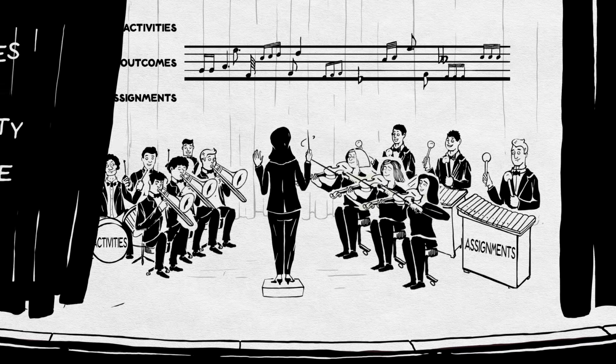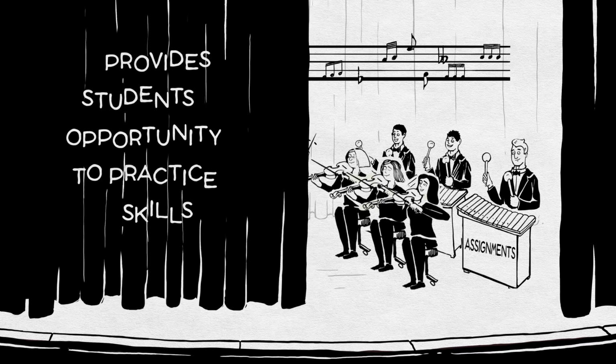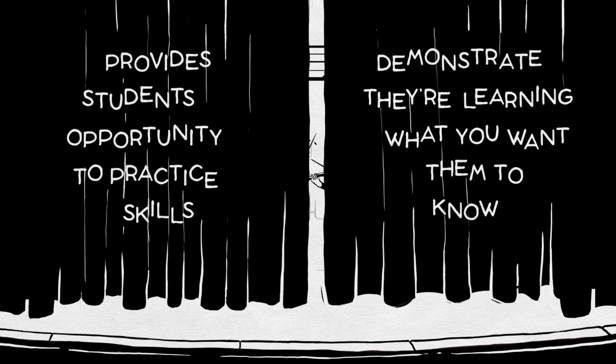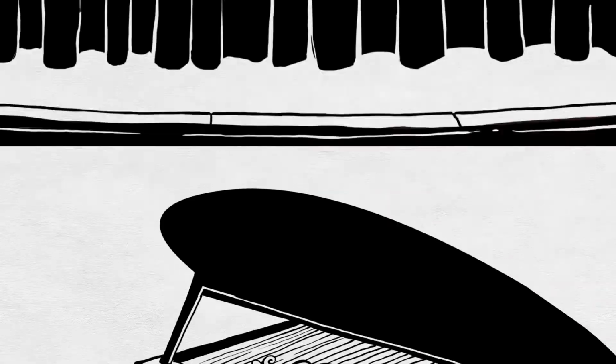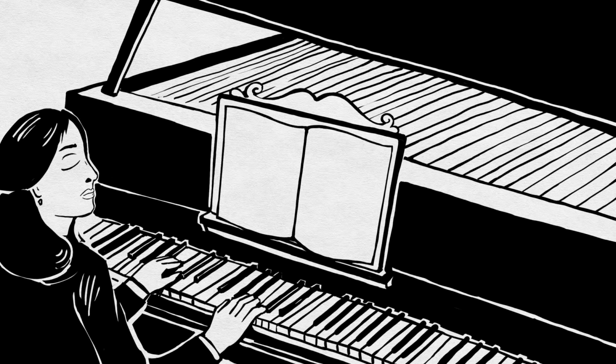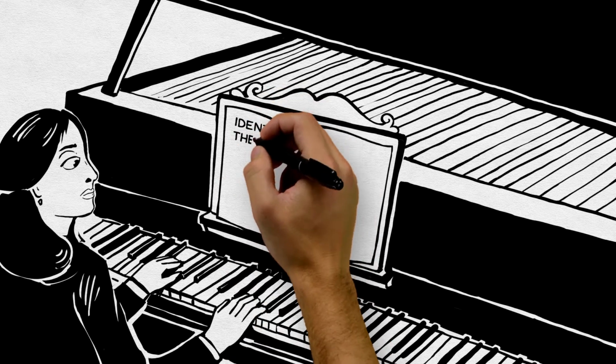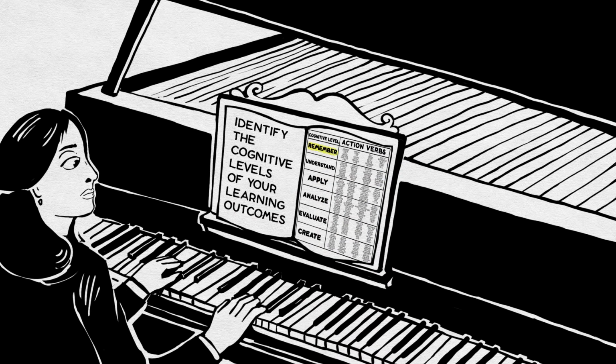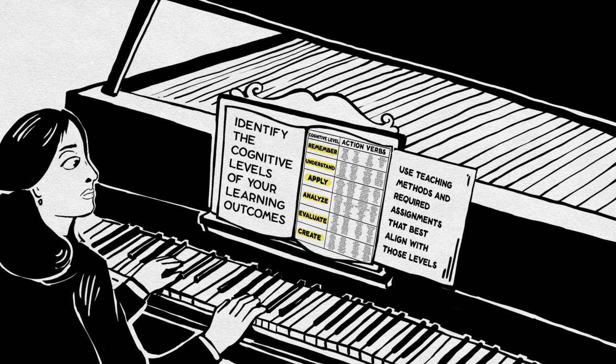Better alignment provides students with the opportunity to practice the skills you want them to develop and to demonstrate their learning of what you want them to know. Linda Nilsson's 3-step process can help. First, identify the cognitive levels of your learning outcomes. Are you asking students to remember and understand new information, apply a process, analyze data, or evaluate a situation, or create something new? Then use teaching methods and required assignments that best align with those cognitive levels.